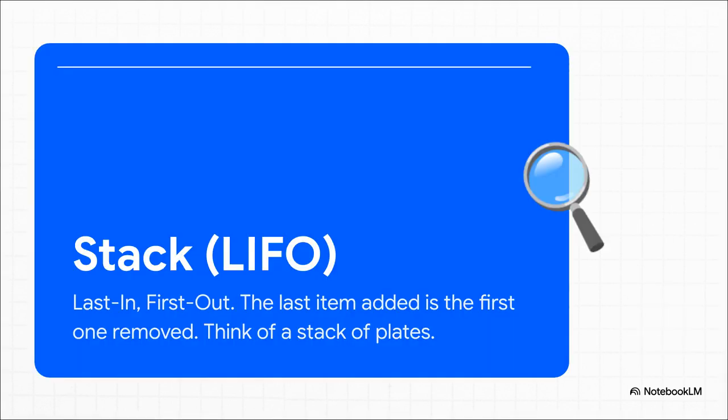Let's take the stack. Its rule is dead simple. Last in, first out. Think of a stack of plates at a buffet. The last plate you put on top is the first one you're going to take off. This is perfect for something like the undo button in your text editor. The last thing you typed is the first thing that gets undone.